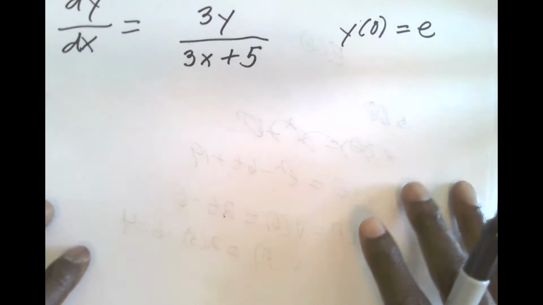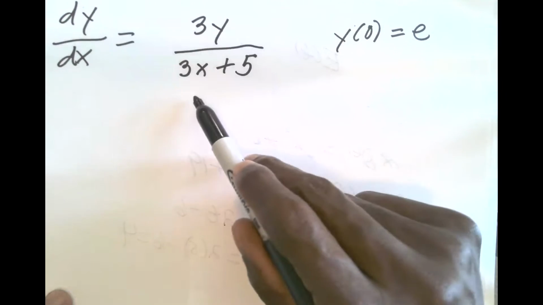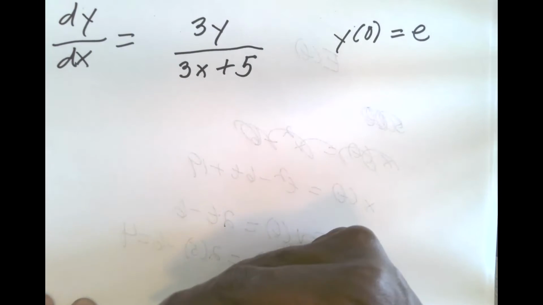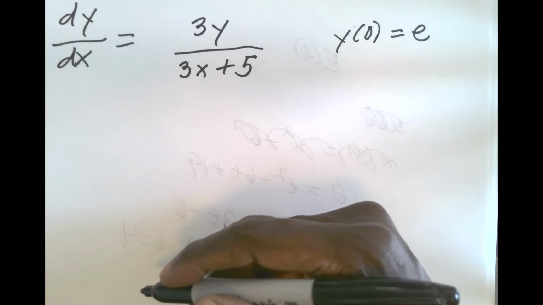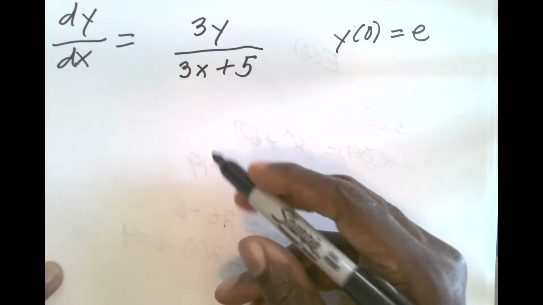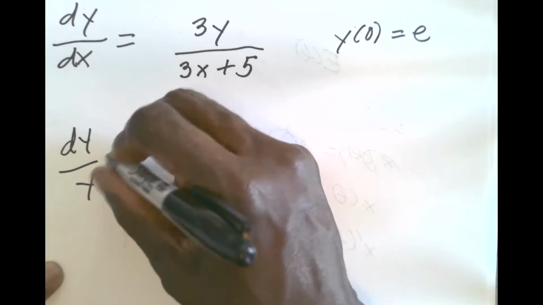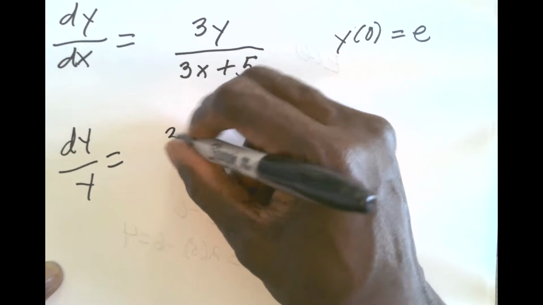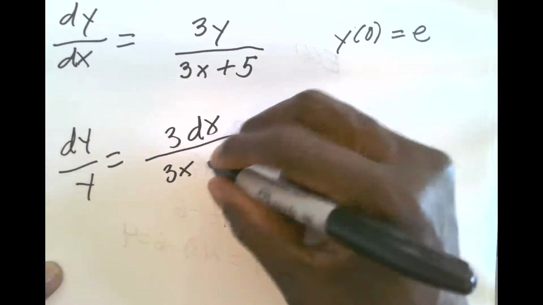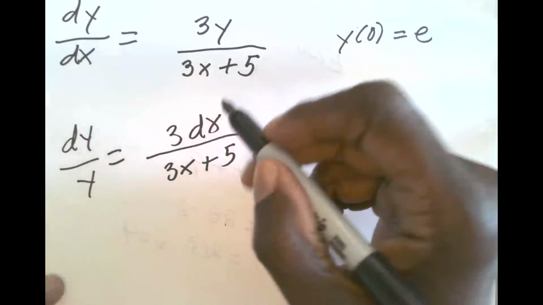All right, so this looks like a fairly nice problem. And so I got dy by dx is 3y over 3x plus 5. My initial condition is that y of 0 is equal to e. So let's go ahead and do the separation. Again, I'm just going to take the y. I'm going to leave that coefficient there. So I'll have dy over y, and that'll equal 3 dx over 3x plus 5. All right. Now we integrate.